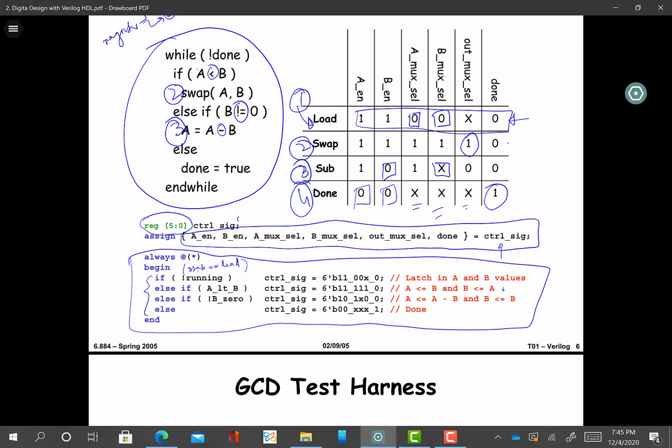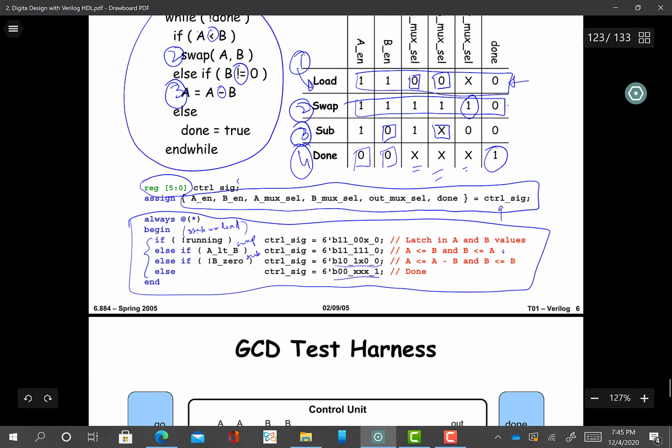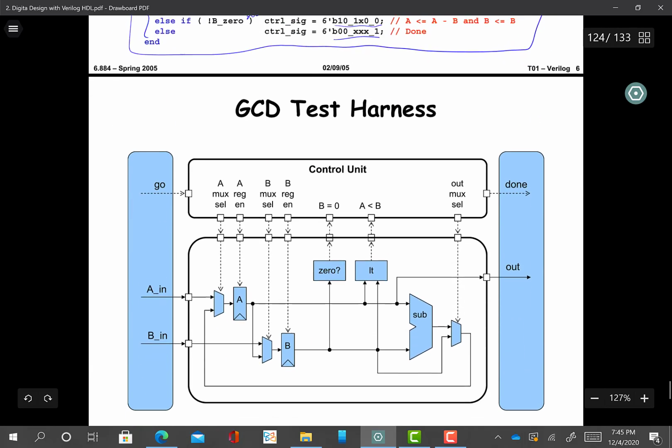Else if it is swap, so A less than B is the swap state. So then it is 1 1 1 1 1 0, so it is then this one. And if it is B equal to 0, this is basically the subtract state, and it is 0 1 0 1 x 0 0, so you see this one. Okay, and last is the done state, and it is 0 0 x. So you see it's quite simple to write the code.